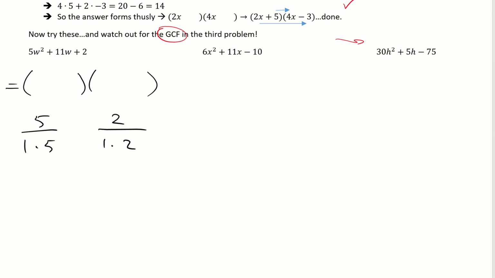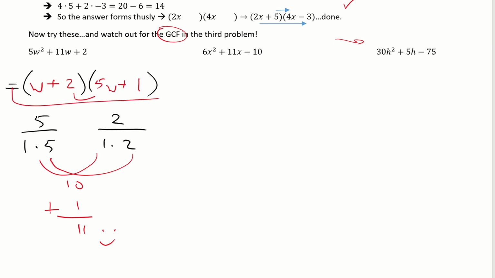Here comes the spaghetti. How about 5 times 2 is 10, 1 times 1 is 1, add up to 11, we're happy. So it should be W and 5W, doesn't matter which order, but this order matters. The 5 has to multiply with 2. So you got to put the 2 in the other parentheses so that when you FOIL, you get that. And that means the 1 belongs here. And they're both positive. And we're done. Happy.